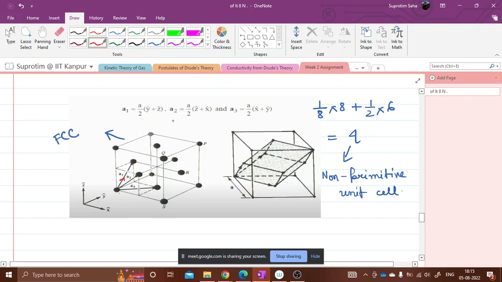All right. And similarly A2 is symmetric, so a by 2 is half of a in the x cap direction and half of a in the z cap direction. So this is your A2. And A3 similarly, half of a in the x cap direction along this direction and half of a in this direction. So A1 is a by 2 times (y cap plus z cap), A2 is a by 2 times (z cap plus x cap), and A3 is a by 2 times (x cap plus y cap).